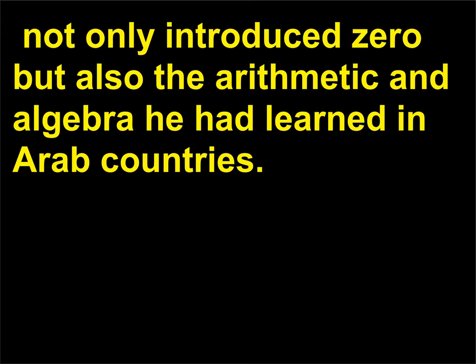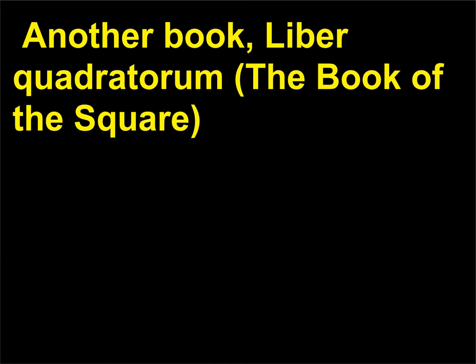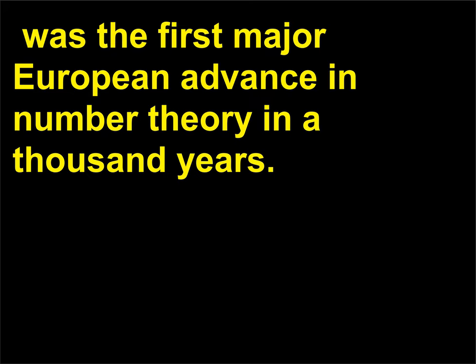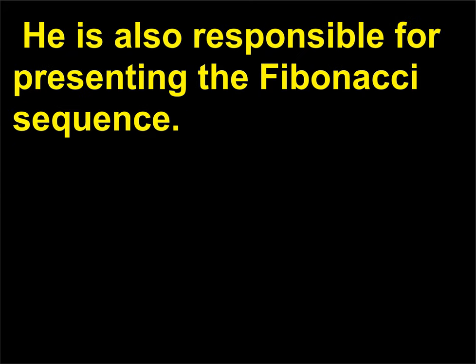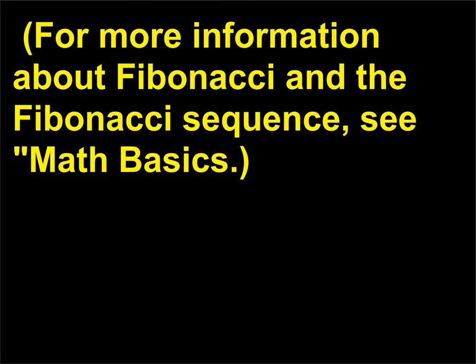His book Liber Abaci, the Book of the Abacus, not only introduced zero but also the arithmetic and algebra he had learned in Arab countries. Another book, Liber Quadratorum, the Book of the Square, was the first major European advance in number theory in 1,000 years. He is also responsible for presenting the Fibonacci sequence. For more information about Fibonacci and the Fibonacci sequence, see Math Basics.